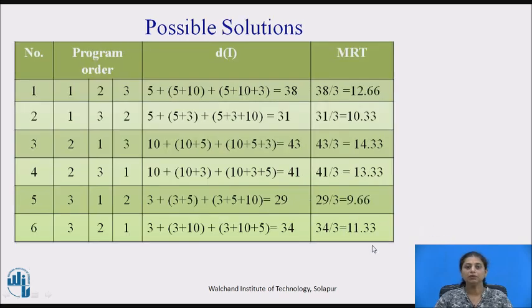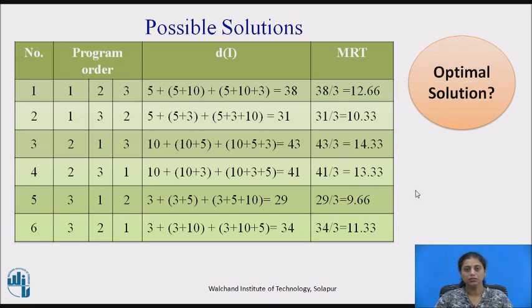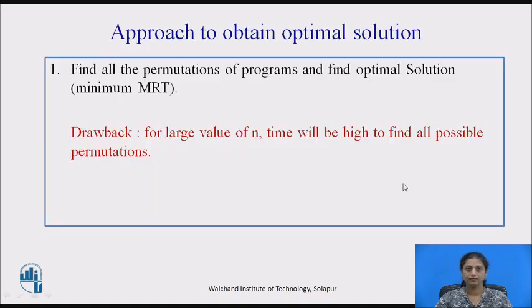Which is the minimum time that we have found? We divide by 3 because we are finding the average, and we find that the optimal solution is 9.66. So if we store the programs in the order 3, 1, 2, we get D of I as 29, or MRT as 9.66. This is the minimum time that we are going to get.